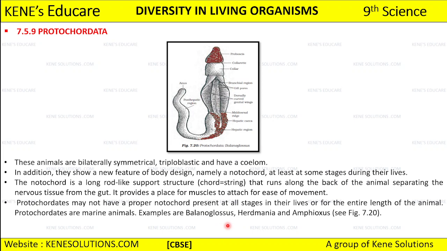Now the next phylum that we have is Protochordata. The animals included under Protochordata are bilaterally symmetrical, triploblastic, and they have a coelom. Coelom means body cavity. Along with all these things, they have new features of body design. If you can see, this animal looks totally different from all other animals that we are aware of, right? They have a notochord that is present at least during their lifetime.